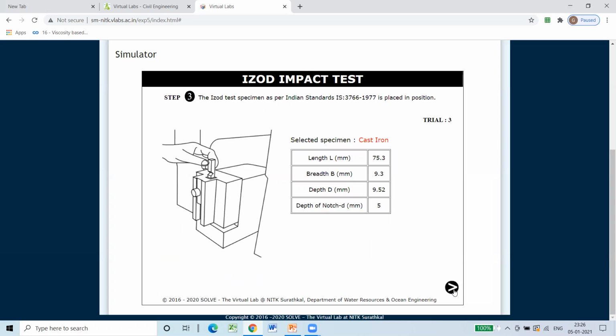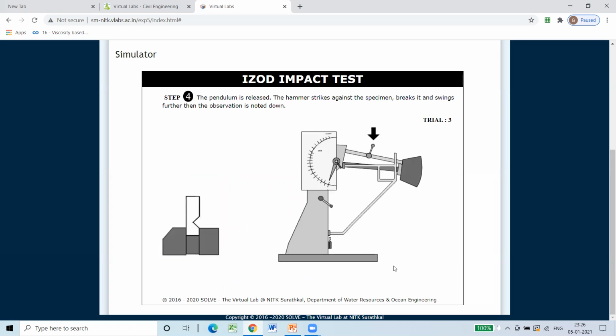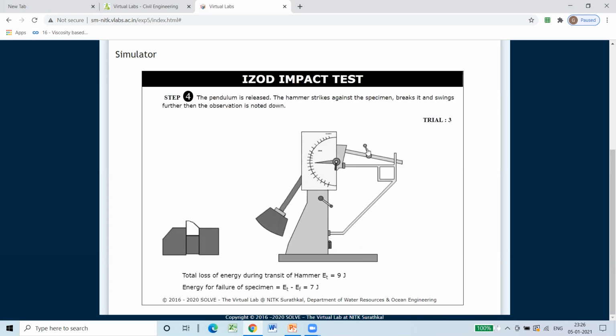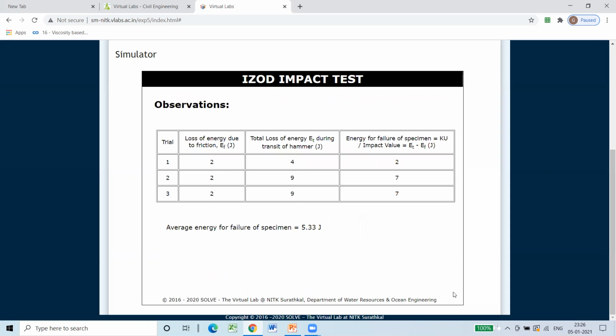In trial number 3, I took one more sample having the length of 75.3 mm, breadth of 9.3 mm and depth of 9.52 mm and depth of notch is 5 mm. Again, I kept the specimen in the impact testing machine. I am releasing the lever now. Now total loss of energy during transit of hammer is recorded. Again, it is 9 joule. The energy loss because of the friction is 2 joule. Therefore, energy for failure of the specimen is 9 minus 2, that is equal to 7 joules.